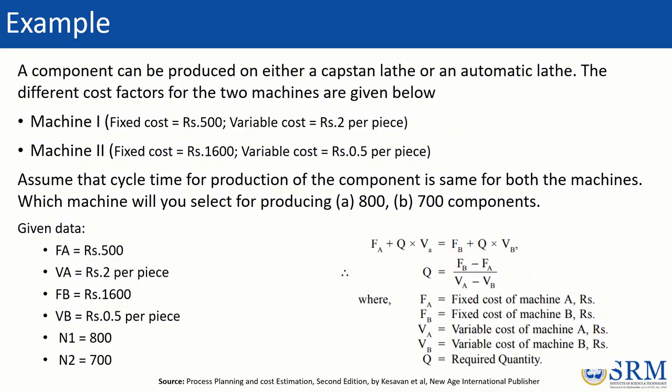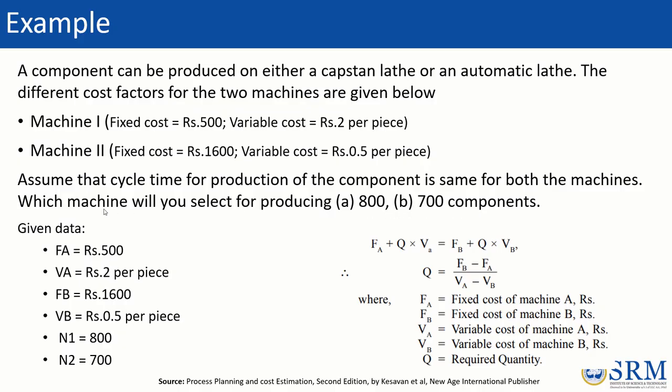Now we'll go to an example for machine selection using break-even analysis. A component can be produced on either a capstan lathe or an automatic lathe. The different cost factors for the two machines are given below. Machine 1: fixed cost 500 rupees, variable cost 2 rupees per piece. Machine 2: fixed cost 1600 rupees, variable cost 0.5 per piece. Assume that the cycle time for production of the component is the same for both machines. Which machine will you select for producing A, 800 components, and B, 700 components?